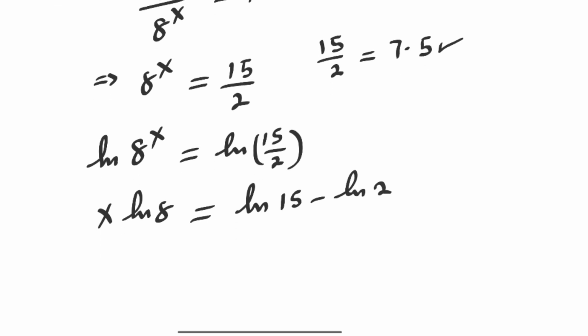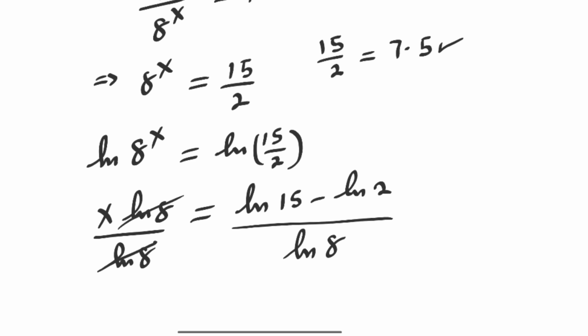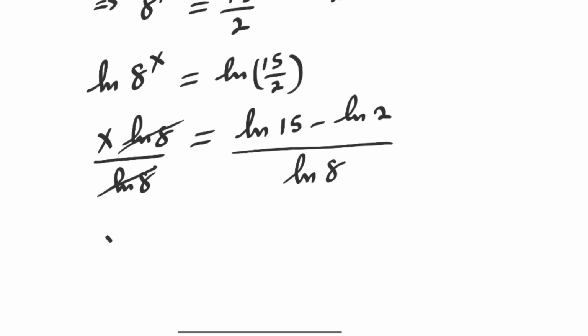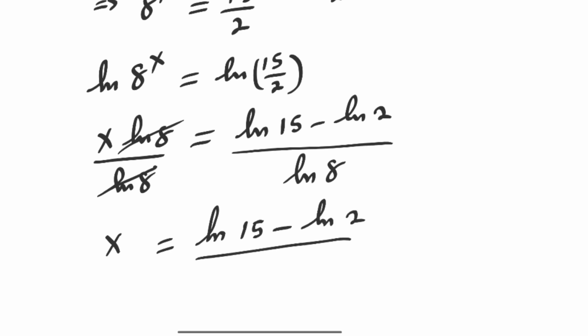Now let us divide both sides by ln of 8. This divided by ln of 8, this divided by ln of 8. This ln of 8 cancels this ln of 8. S is equal to ln of 15 minus ln of 2 over ln of 8.